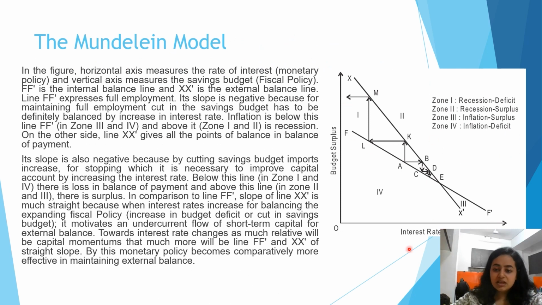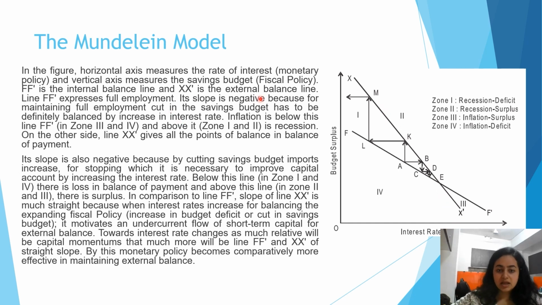Now this is the model. In this figure, on the horizontal axis, we have the interest rate, and on the vertical axis, we have budget surplus, or savings, which is the fiscal policy. FF is the internal balance line, XX is the external balance line. As you can see, this is FF, your internal balance line. This is XX, your external balance line.